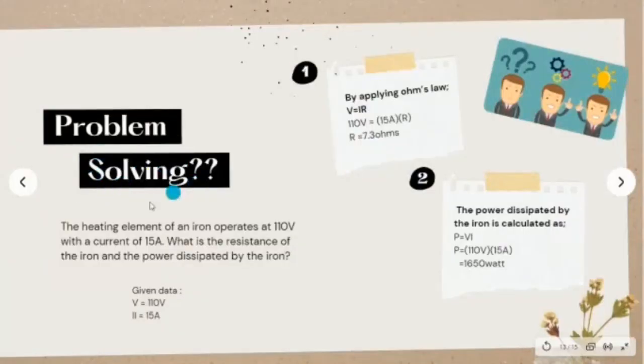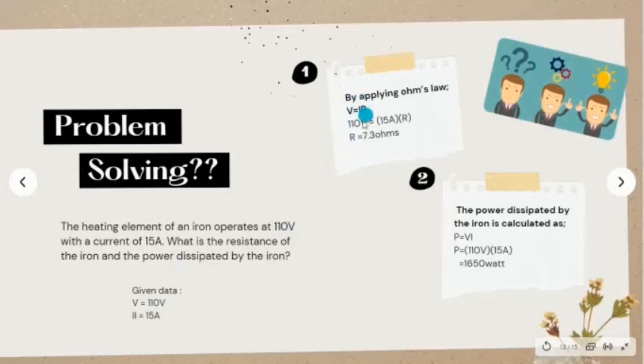Problem solving. The question is, the heating element of an iron operates at 110 volts with a current of 15 amperes. What is the resistance of the iron and the power dissipated by the iron? Okay, the data has been given for voltage and current. We can get it from this question.